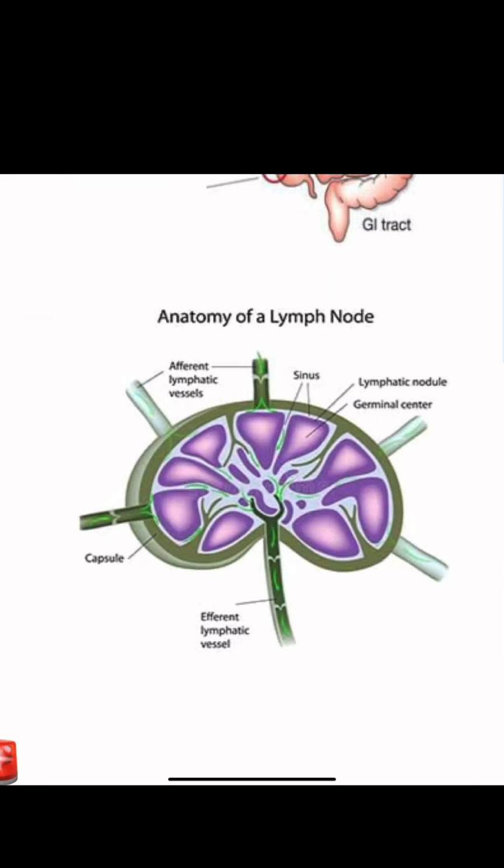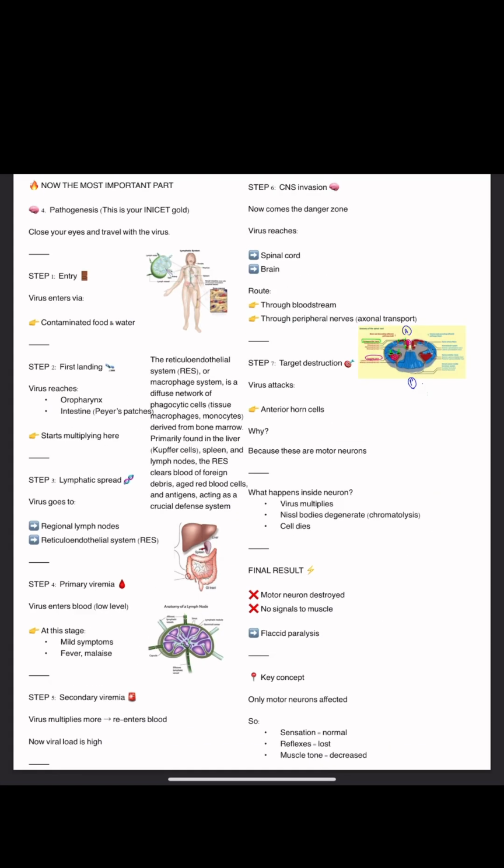Lymph node anatomy, let us see. First of all, there is a capsule. Then there are sinuses. This is a lymphatic nodule. And then there is the germinal center. These are the afferent lymphatic vessels, and this is an efferent, exiting lymphatic vessel. Secondary viremia is when the virus multiplies more and re-enters the blood. Now the viral load is high in the blood.